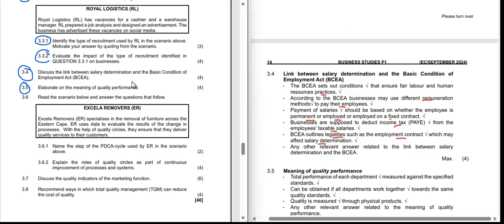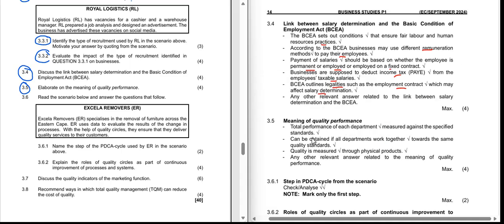Elaborate on the meaning of quality performance. So quality performance is the total performance of each department measured against specified standards. Remember, when companies are manufacturing things, they've got standards that they would want to meet. So quality performance is when you measure the outcome, the products, against the specified standards that you set for yourself as a business. So it can be obtained if all departments work together towards the same quality standards.